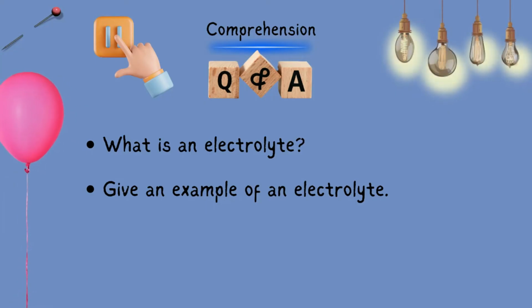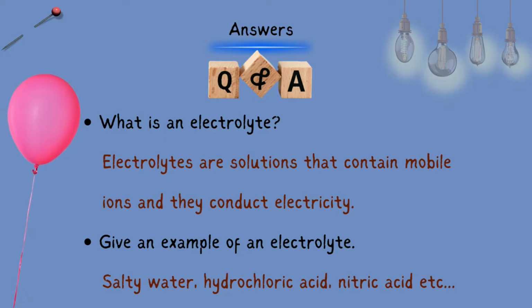Comprehension. What is an electrolyte? And 2, give an example of an electrolyte. You may pause this video to answer your questions. Electrolytes are solutions that contain mobile ions and they conduct electricity. Examples of electrolytes include salty water, hydrochloric acid, nitric acid, etc.